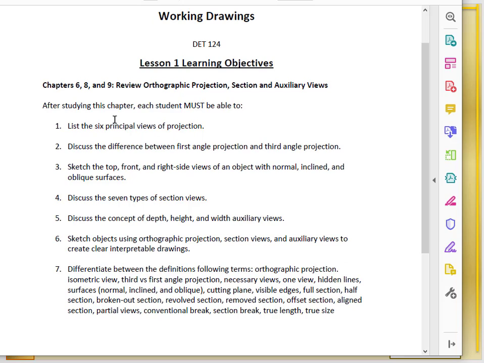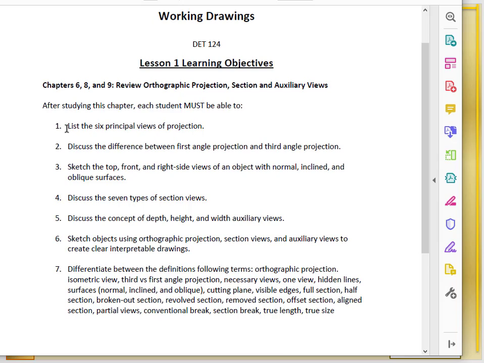So every lesson has objectives. For studying the lessons, it would be best if you were to print out the objectives. That way, as you're studying, you make particular note of these items and make sure that you know them. So these are the things. Some of these objectives are going to be from Chapter 6, some are going to be from 8 and 9.